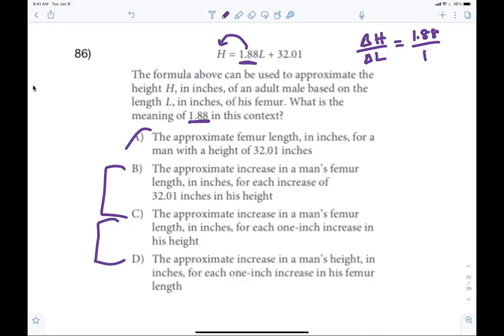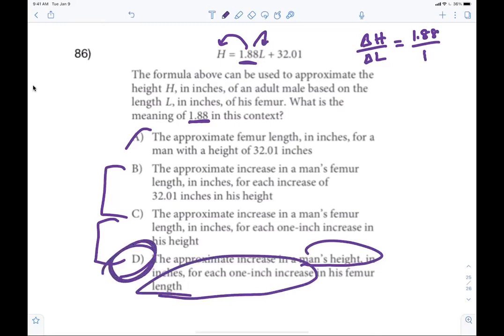Then the problem is easy. Everybody looks at 1.88 and says that goes with L because it's written 1.88 L. Is that true? No, it's not true. 1.88 goes with the change in H. And what is H? The height. And the change in L is the femur. So someone tell me what that is. The approximate increase in the man's height for every 1 inch. Correct answer, D.